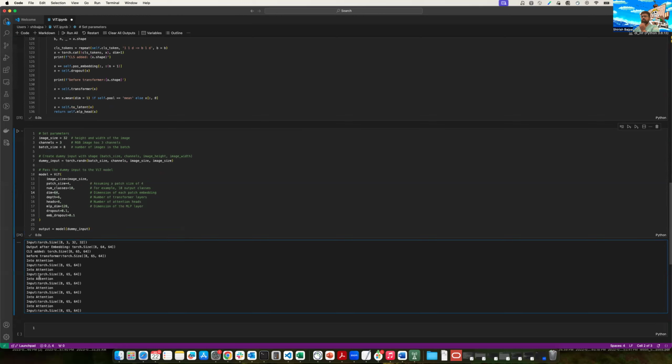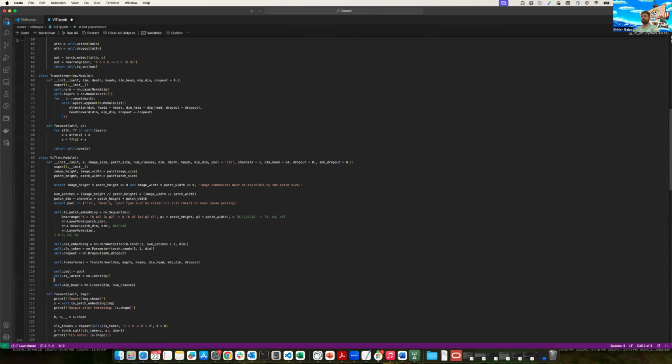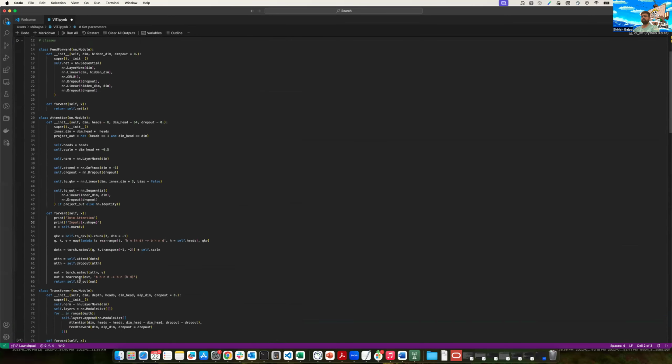So why is it printing so many times? Because that many transformer blocks are mentioned: depth is six, you see, so there will be six transformer blocks. And the input to attention, I forgot to print it. No, I do have a print. So the input to attention is 8 cross 65 cross 64, and this is what is coming to the attention module.